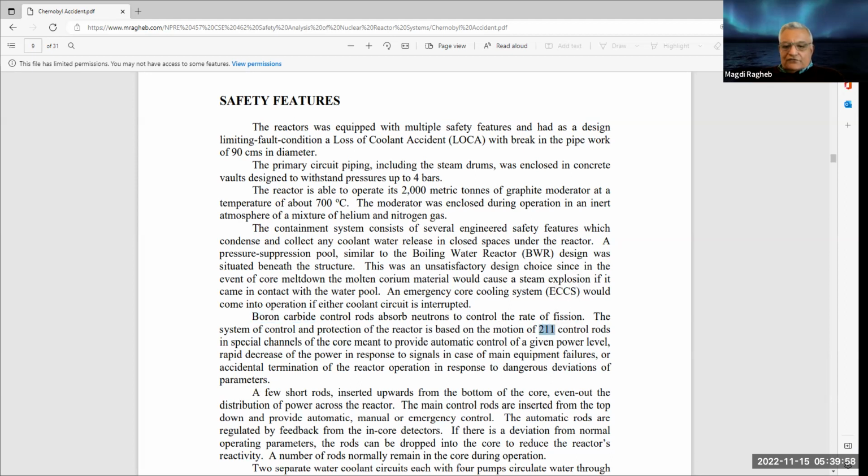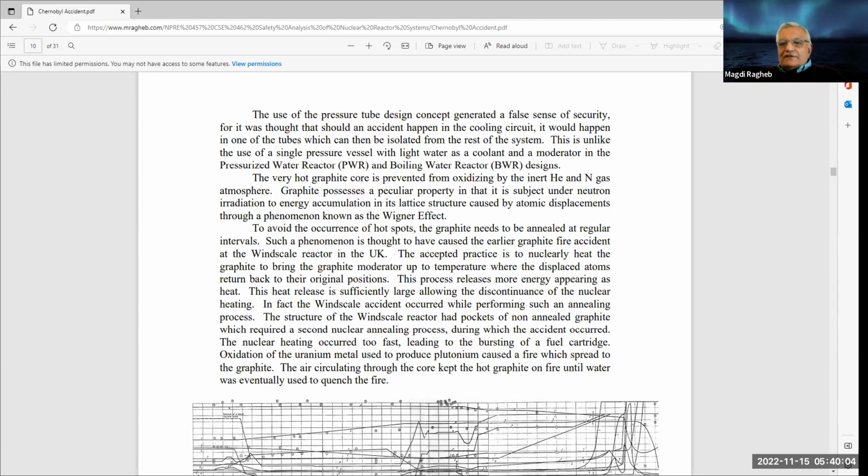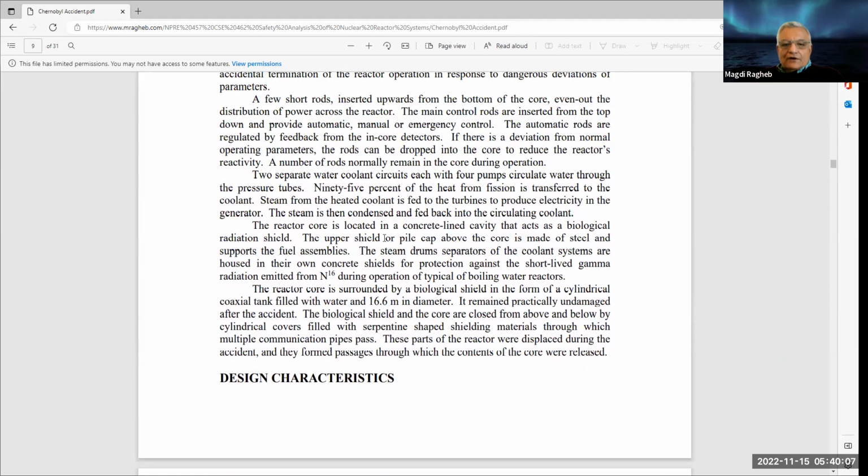A few short rods inserted upwards from the bottom of the core also provided more control of the bottom part of the core. The reactor core is in a concrete-lined cavity. It acts as a biological radiation shield, and you could see in the picture those people walking on top of the reactor while it was operating. The reactor core is located, we mentioned that. The steam drum separator of the coolant are housed in their own concrete shields, to protect the operating personnel against the isotope nitrogen-16.